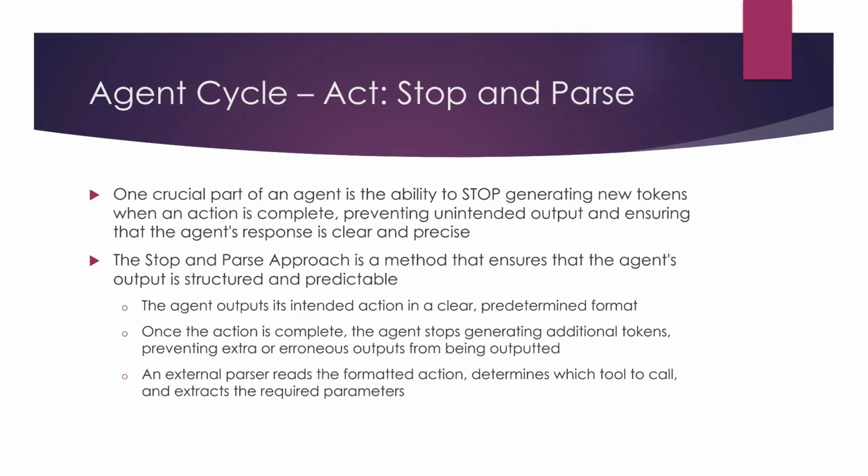One crucial part of an agent is the ability to stop generating new tokens when an action is complete, preventing unintended output and ensuring that the agent's response is clear and precise. The stop and parse approach is a method that ensures that the agent's output is structured and predictable. The agent outputs its intended action in a clear, predetermined format. Once the action is complete, the agent stops generating additional tokens, preventing extra or erroneous outputs. And an external parser reads the formatted action, determines which tool to call, and extracts the required parameters.